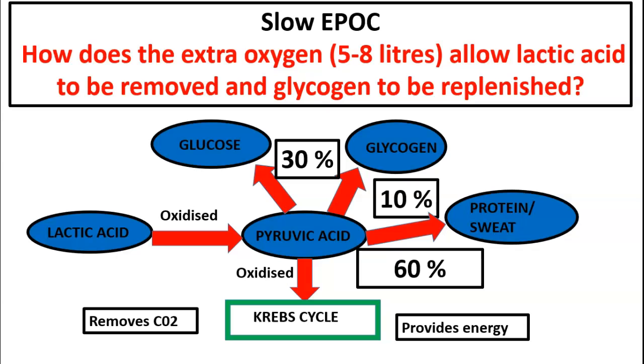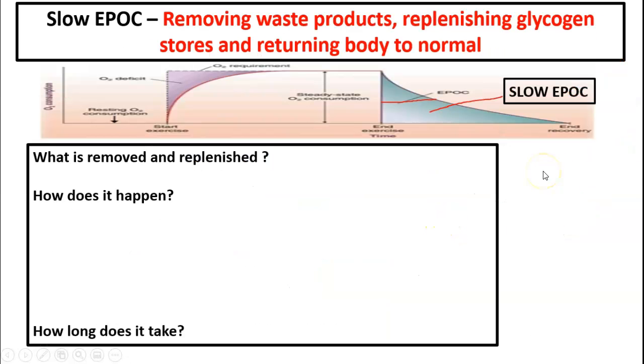And what I will do now is put this onto a slide where you can make all of the notes that you're going to need with regard to answering an exam question on slow EPOC. Okay, so what we do now then. So first things first, so back on, always the same. So let's start in here. So what is removed and replenished during slow EPOC?